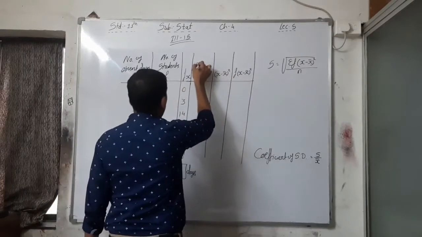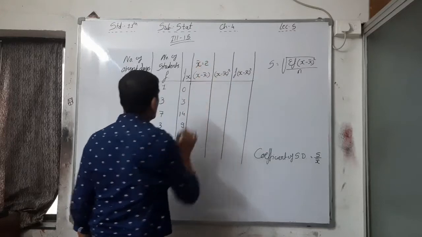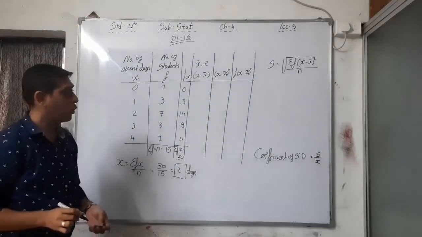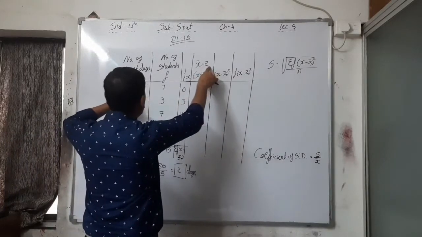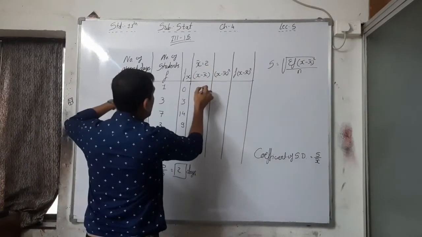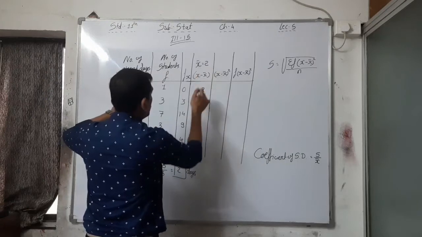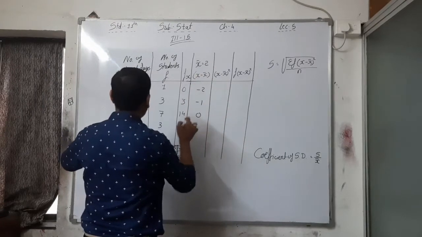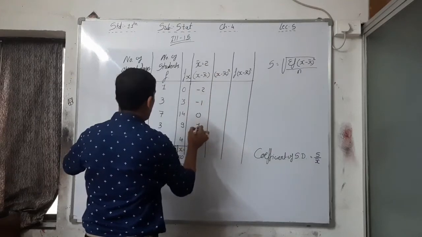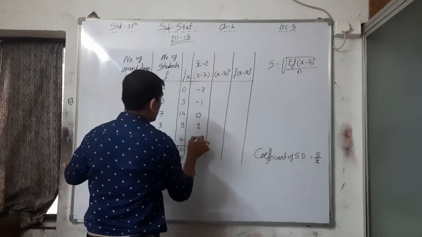What is your x bar? X bar is equal to 2. Here we found that. Okay, so this is your x, this is your x bar. So subtract that. 0 minus 2, minus 2, 1 minus 2, minus 1, 2 minus 2, 0, 3 minus 2, again 1, and 4 minus 2, that is 2.